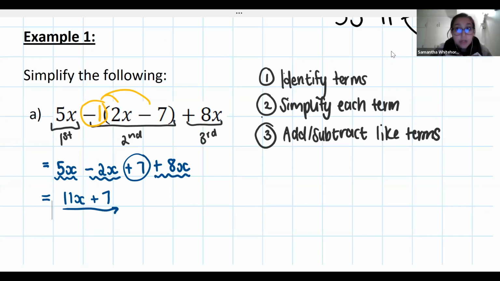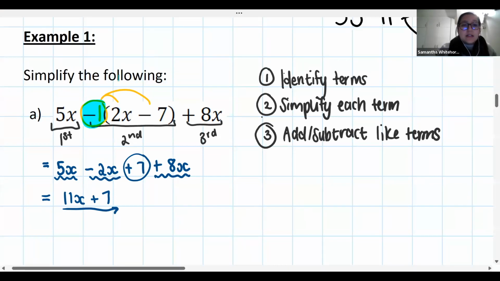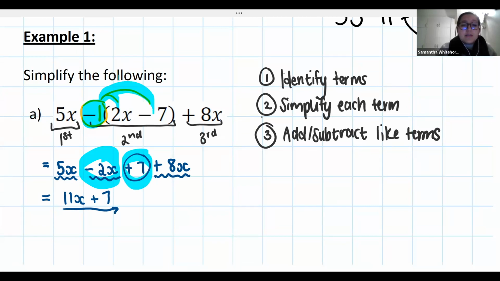Okay, very quickly, we saw that we had 3 terms. We could simplify the second term. I needed to distribute the negative 1 in. So you can see my distribution there in yellow. I took the negative 1, or the negative, I multiplied it with the 2x, giving me minus 2x, and with the negative 7, giving me plus 7.